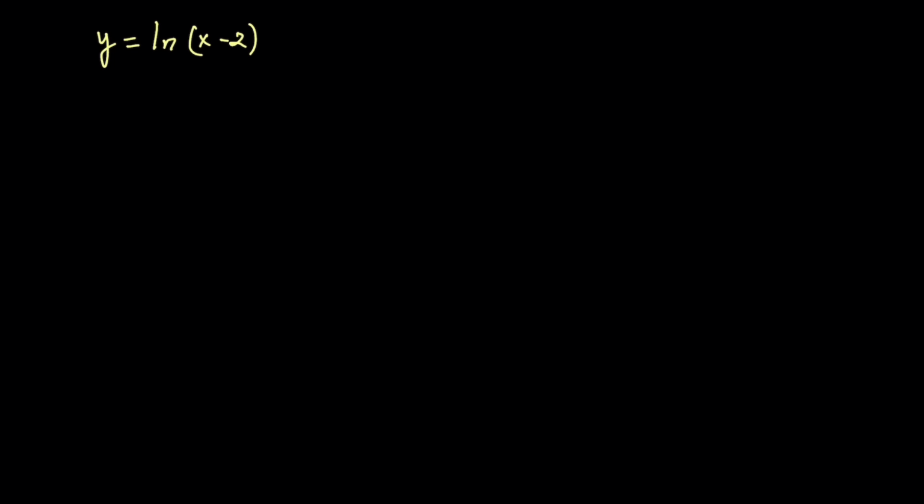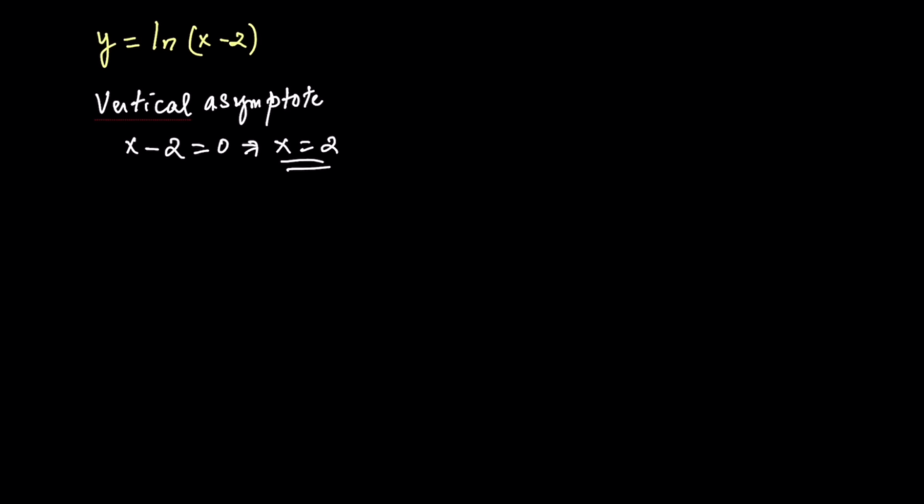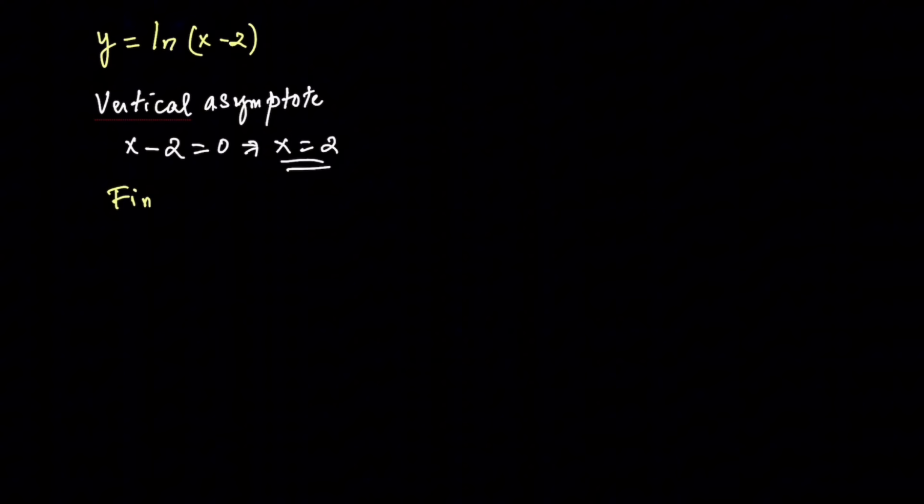Now let's move to a natural logarithm example. Natural logarithm with horizontal shift. Y equals ln of (x minus 2). Finding the vertical asymptote. The vertical asymptote occurs where the argument equals 0. X minus 2 equals 0. Therefore, x equals 2. The asymptote is at x equals 2. This is a vertical line that the graph approaches but never touches.